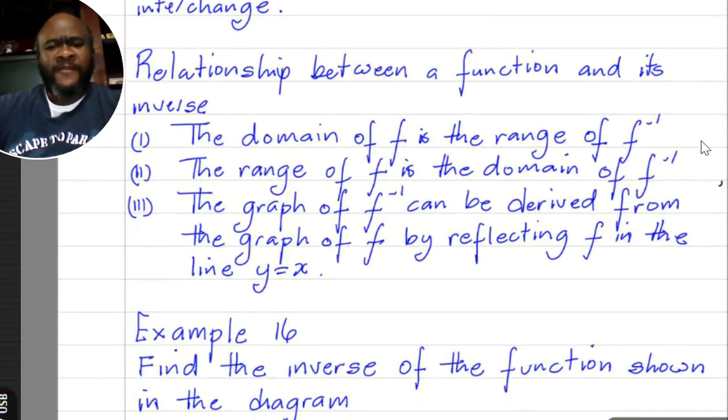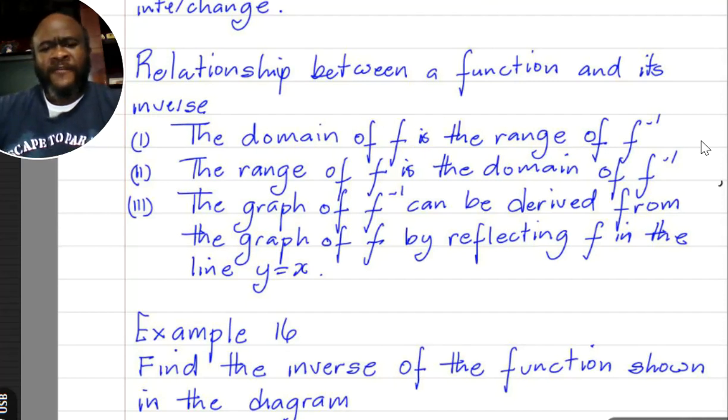So, relationship between a function and its inverse. The domain of f is the range of f inverse, and the range of f is the domain of f inverse. Remember, you interchange the domain and the range elements. You interchange, they switch around. Range becomes domain and domain becomes range.